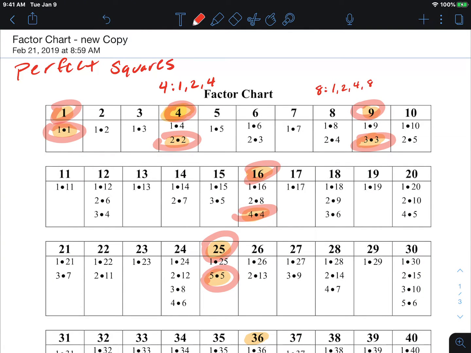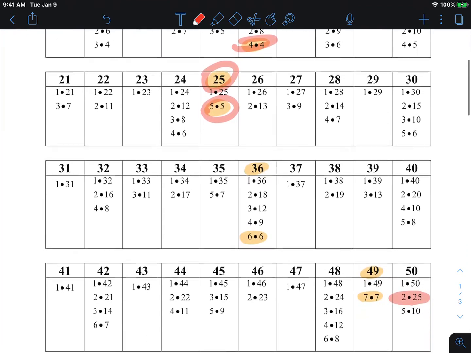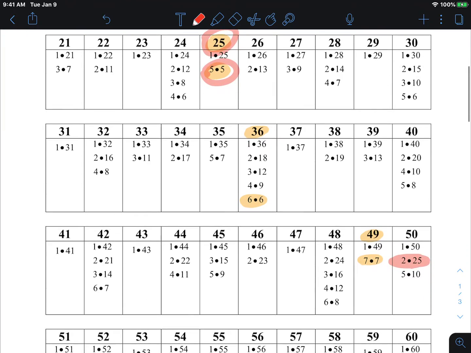Because you can square a number to equal that perfect square number. 2 squared is going to equal 4. 3 squared is going to equal 9. And 25 is 5 times 5, 5 squared. All right. So the reason why I'm showing you all this is because when we have any number, we can use these factor charts to help us simplify those radicals.